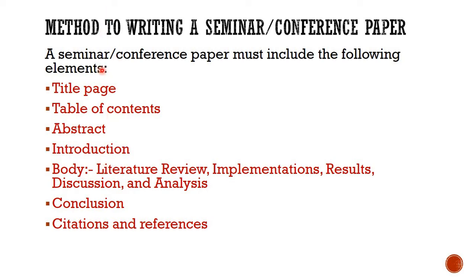So here are certain elements that can be included in a seminar paper. It includes title page, table of contents, abstract, introduction, then a body part which consists of literature review, implementations, any results or whatever discussion is being done based on your research work, and finally your analysis and findings. And then at the end you give a conclusion, and the last thing which you may write is citations and references. Also you can add appendices and acknowledgement as per the demand, but it is totally optional.